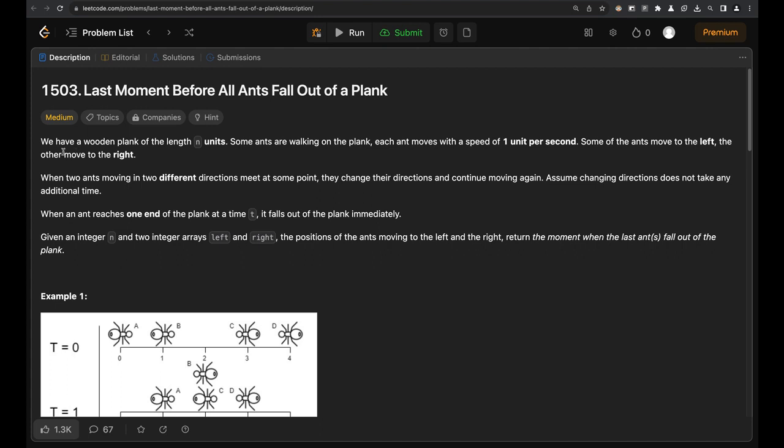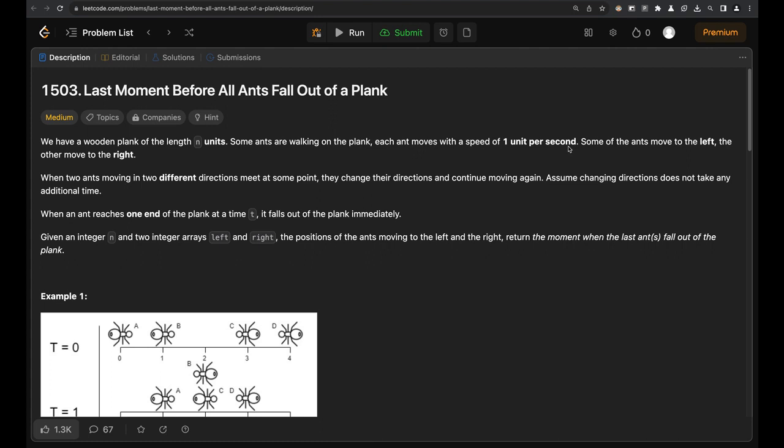It says that we have a wooden plank of length n units. Some ants are walking on the plank. Each ant moves with a speed of 1 unit per second. Some of the ants move to the left, the others move to the right. When two ants moving in different directions meet at the same point, they change their directions and continue moving again. Assume changing direction does not take any additional time. When an ant reaches one end of the plank at time t, it falls out of the plank immediately.